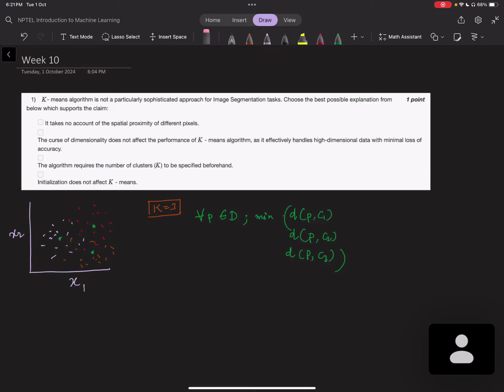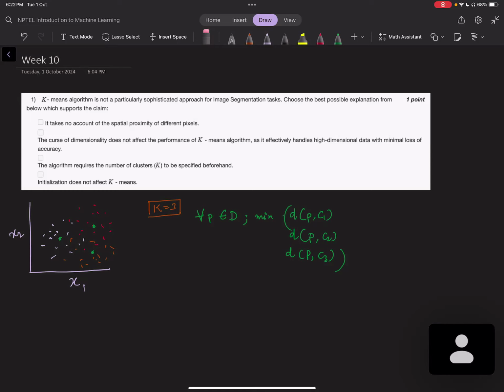assigning all those points, we'll reevaluate the mean, and then recalculate this distance and reassign them. So now the point might change or stay the same, but we'll reassign them, and after doing this for a number of iterations, we will end up in a state where we'll have 3 almost clear clusters, with 3 different cluster centers.